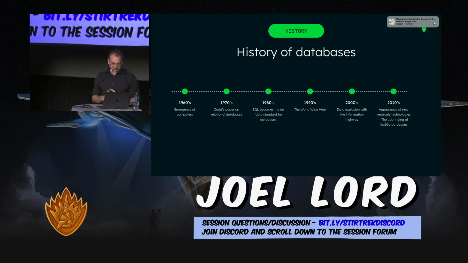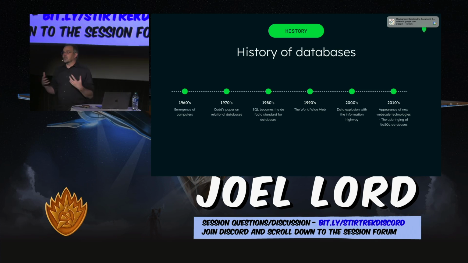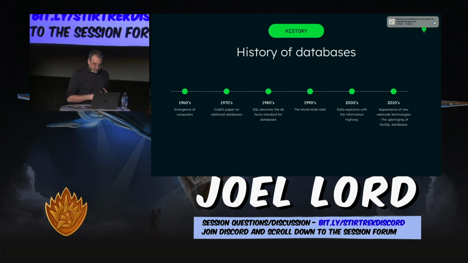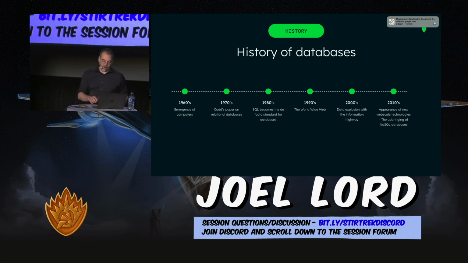So that came in the 70s. In the 80s, SQL was pretty much the prevalent model for most databases. In the 1990s, if you're my age, you'll remember the information highway, which is kind of when the web came out, and more and more data was generated. In the 2000s, we were getting a lot. And in the 2010s, we started to need a database that would be web scale, right? So that's when a lot of different types of databases came out.